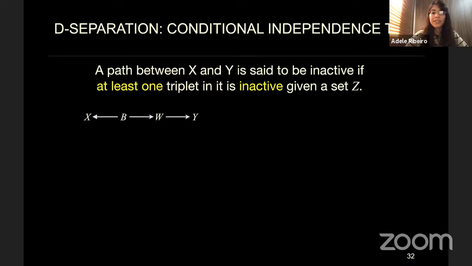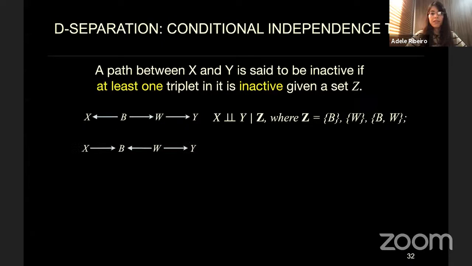As a result, X is independent of Y given Z, where Z could be just B, or just W, or I could even condition on both, B and W. This is another example where B is a collider. As I said, this triplet here is already blocked because of the collider. So in this case, X is independent of Y given the empty set because this triplet is already inactive. But I could condition on W, then I would have the two triplets blocked. And I could even open this collider if I'm closing this other one. So it's okay to condition on both because at least I have one triplet that's blocked.